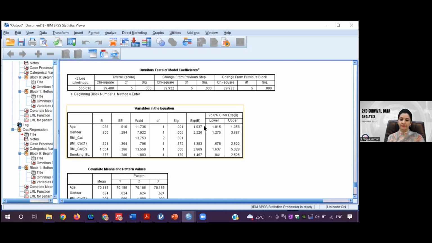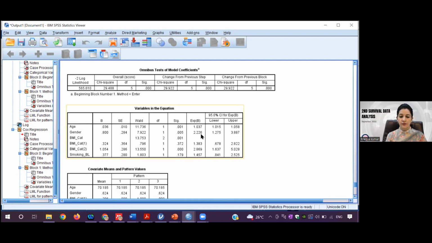So yes. Now what does this 1.037 mean? How will I write that? With each 1 year increase in age, the hazard ratio, sorry, not odds ratio, in the experiment group will be 1.037 times as compared to the control group. So in case of a continuous variable, we express it as a 1 year increase or 1 unit increase.